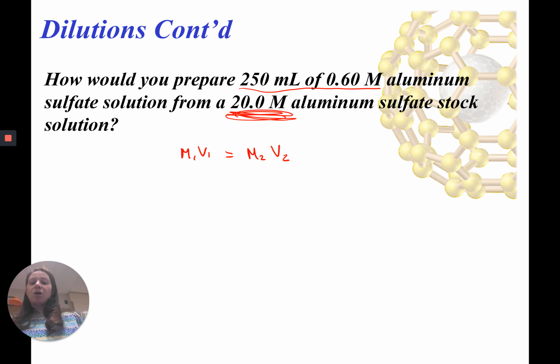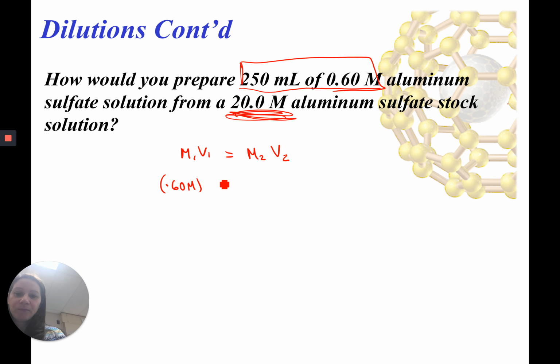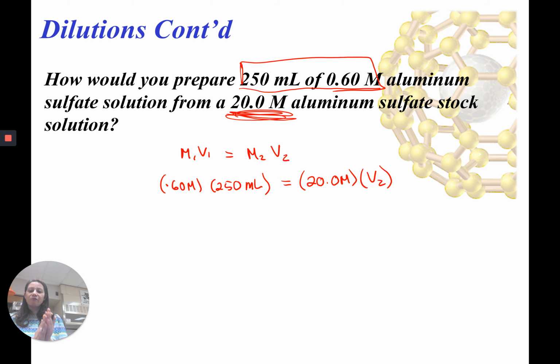Again, it doesn't matter which one you call 1, which one you call 2. I'm going to say this is my 1. So 0.60 molar times 250 milliliters equals 20.0 molar times V2, which is what I'm solving for. Again, I'm solving for what volume of the really concentrated stuff I need in order to add water to it to make my new solution. So you solve for V2 by taking 0.6 times 250 divided by 20, and that gives you 7.5 milliliters. So that's our answer.